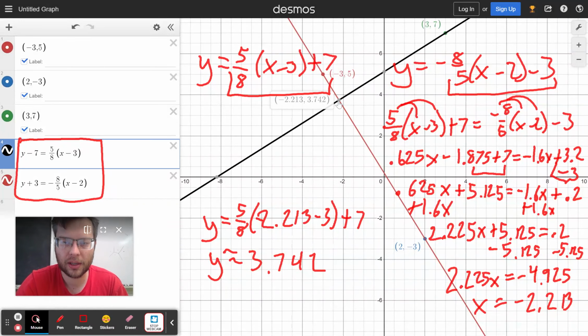So let's see how I did. Checking by clicking on the intersection point. We got it right on the dot. Literally right on the dot.